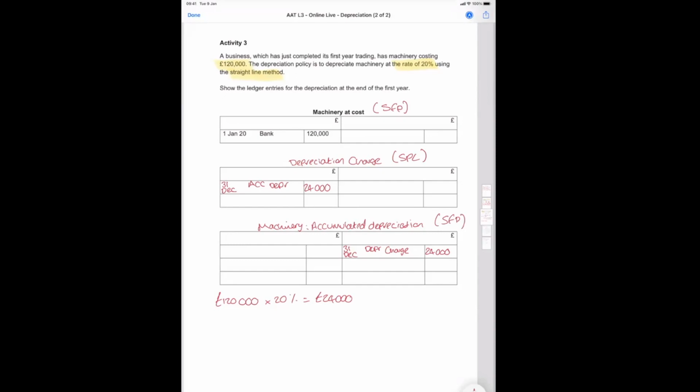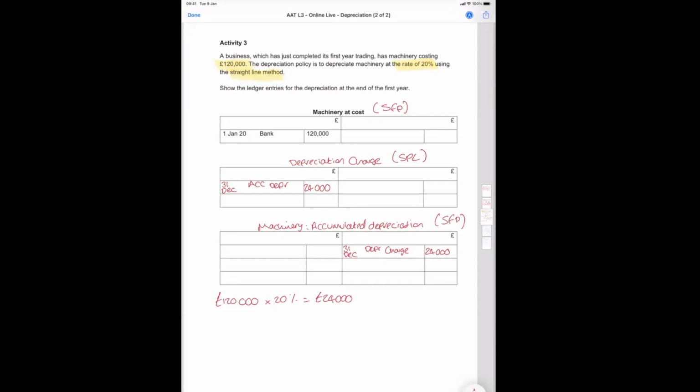The asset at cost account will have a debit balance, and the accumulated depreciation account will have a credit balance. So the idea is that the accumulated depreciation account will offset against the asset at cost account, which will show a net value of the asset at that particular time.